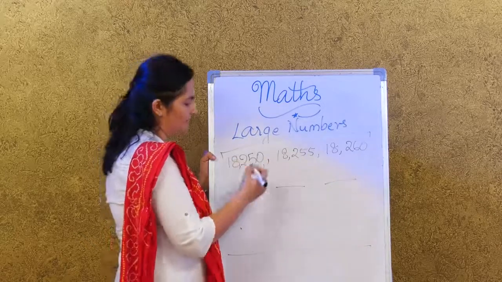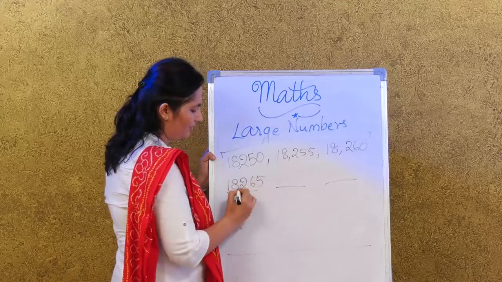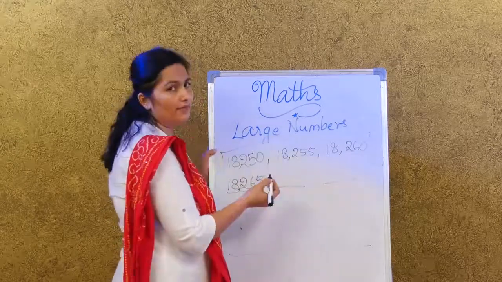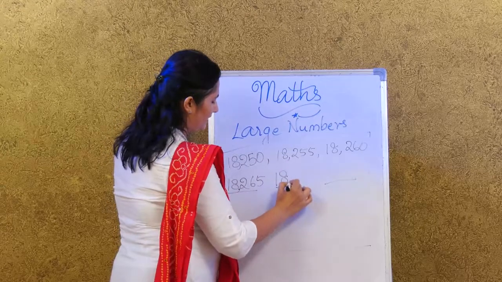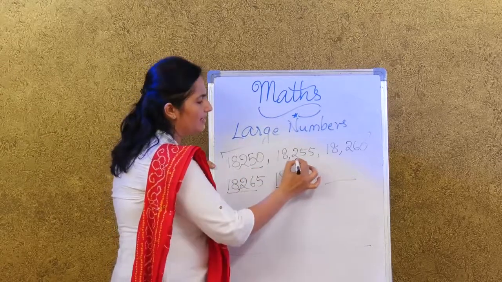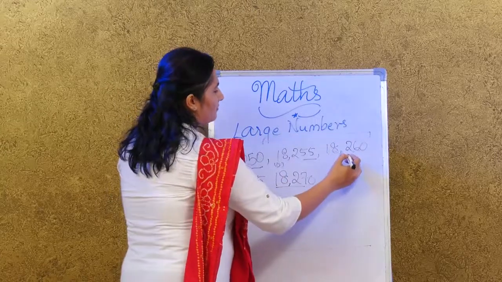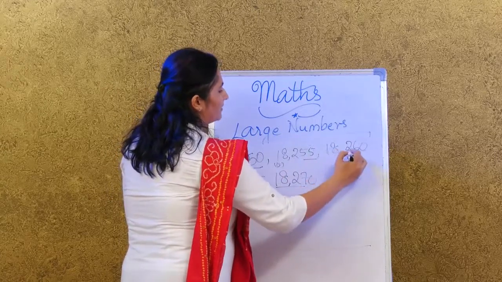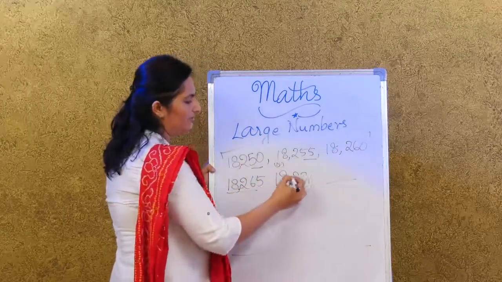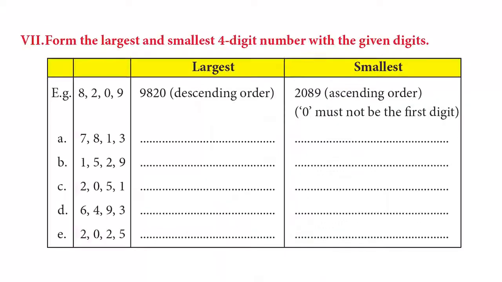So, 18,265. Always remember this comma, okay, because it's a 5-digit number. Then the next one is 18,270. Did you notice it's all 5s? Then after that, 260, 265, 270 and 275. So, you can complete the rest and also look at the next exercise.